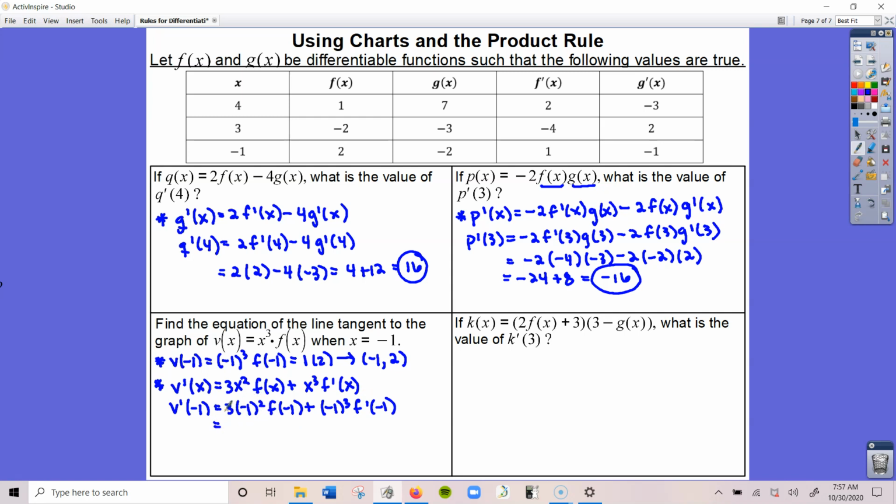-1 squared is a +1 times 3 is just 3. F of -1 is 2. Plus -1 cubed is -1 times f prime of -1, which is 1. So this gives me 6 minus 1, which is equal to 5. This is my slope. So now my equation would be y minus the y-coordinate is equal to 5, my slope, times x minus -1, so plus 1.